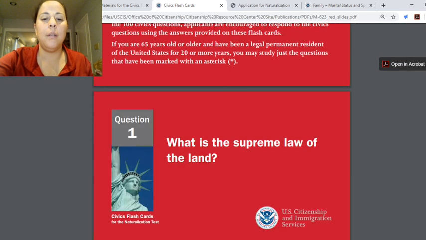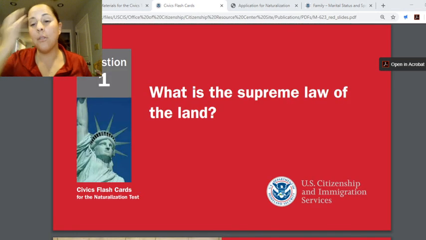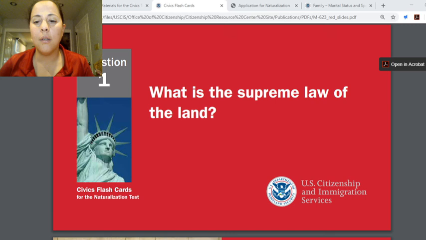Let's look at question number 1, for example. Question 1. What is the supreme law of the land? What is the supreme law of the land? Answer. The Constitution. Right, correct. Okay, correct.